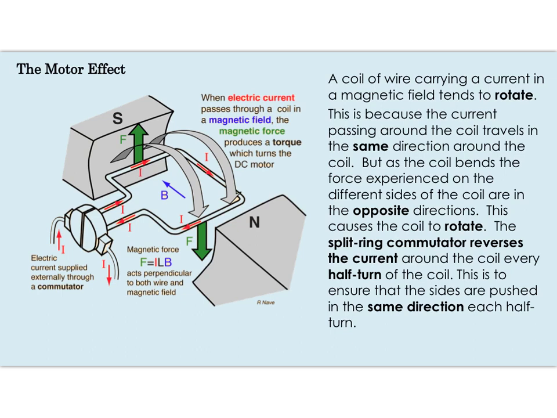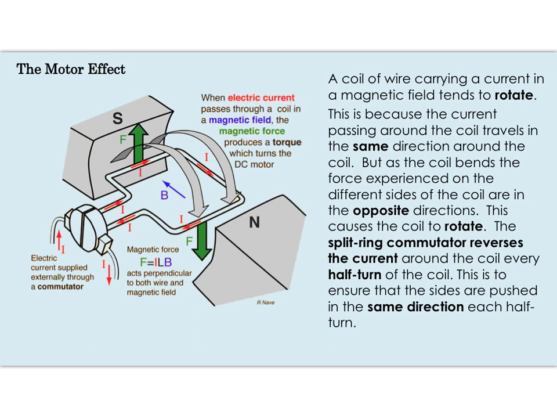And so a coil of wire carrying a current in a magnetic field tends to rotate. This is because the current passing around the coil travels in the same direction around the coil. But as the coil bends, the forces experienced on the different sides of the coil are in opposite directions. This causes the coil to rotate.